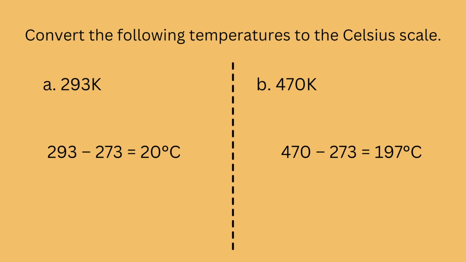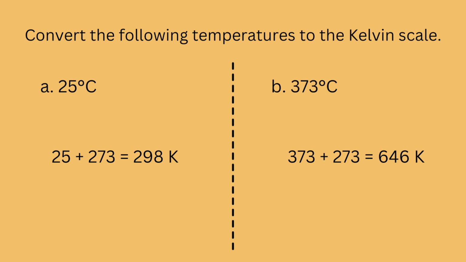Now to convert in reverse, from Celsius to Kelvin, you have to add 273 to it. Okay. Now we are moving on to the next question. The next question is, convert the following temperatures to Kelvin scale. Obviously the reverse, right? The first part is 25 degrees Celsius. To convert Celsius to Kelvin, we are going to add 273. So 25 plus 273 gives you 298 Kelvin. And the second part is 373 Kelvin. 373 plus 273 gives you 646 Kelvin. So this basically is the conversion.